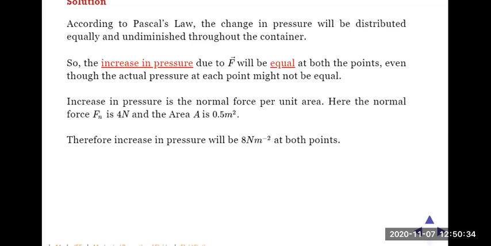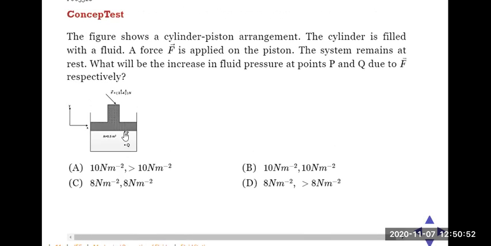Okay, I told you, in the last statement, if there's any change in pressure, it will be transferred undiminished, right? So just consider this point, the topmost point, P point. So area is given and this is given. So what is the pressure at point P? What is the change in pressure at point P because of this?